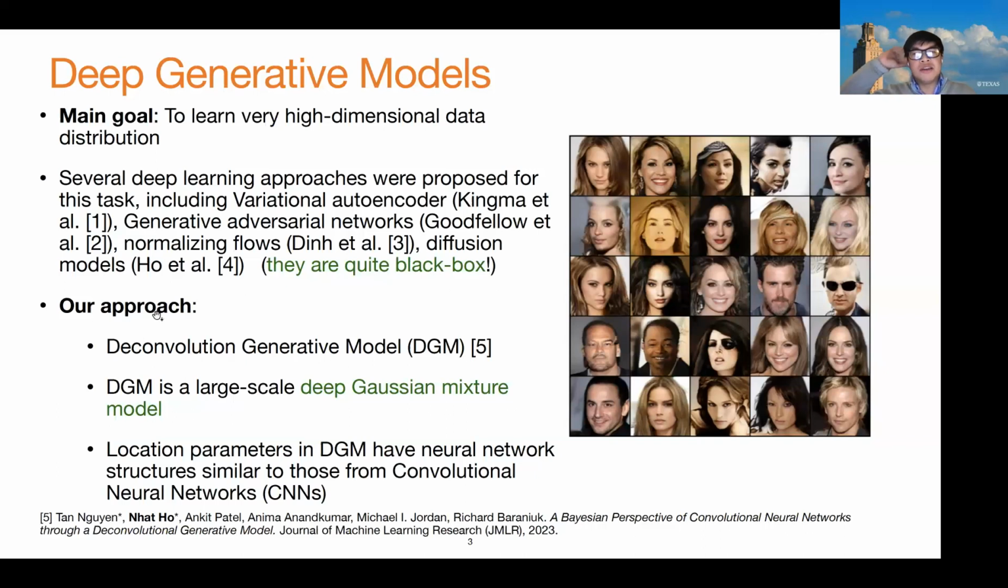But then you see with these models, they are actually black boxes. It's very hard for us to interpret the results from these models because they rely on deep learning models. In our work, we try to propose some way to interpret these models, and that's why we introduced the deconvolutional generative models. It's basically a deep Gaussian mixture model, where the location is essentially a convolutional neural network. We try to explain how the deep learning components, like the activation and also the max pooling, these operators in convolutional neural networks, actually work when we learn images.